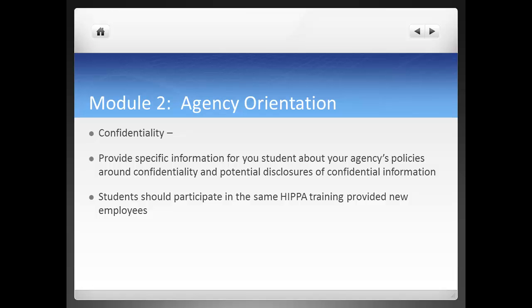Confidentiality is another area that we recommend be included in the agency orientation, providing specific information for your student about your agency's policy around confidentiality and potential disclosures of confidential information. Students are introduced to the concept of confidentiality in the classroom. They're familiar with HIPAA. However, each agency really should have their student participate in the same HIPAA training that's provided to any new employee.